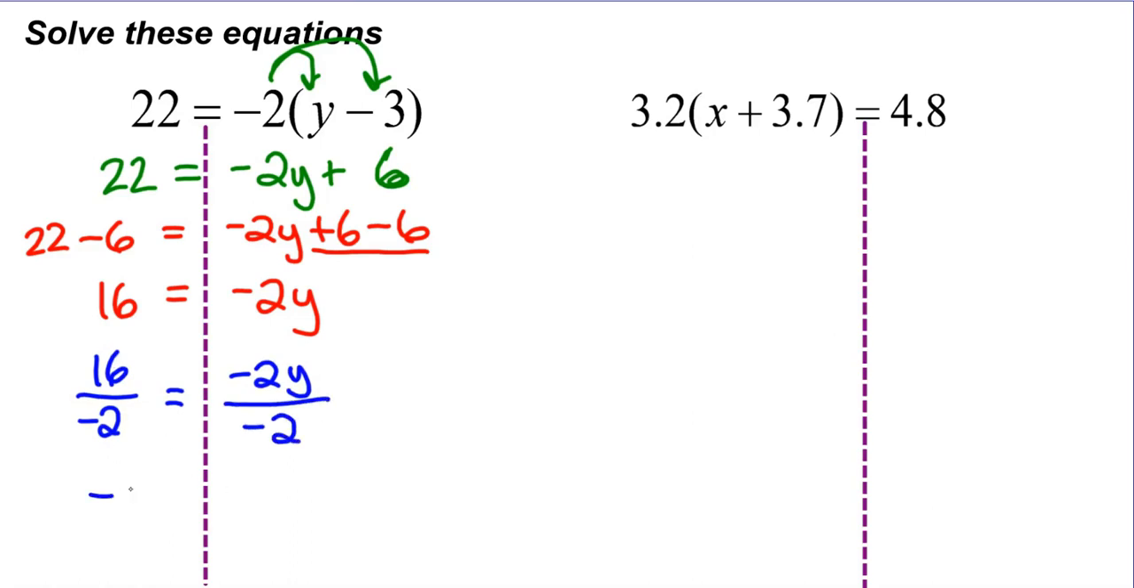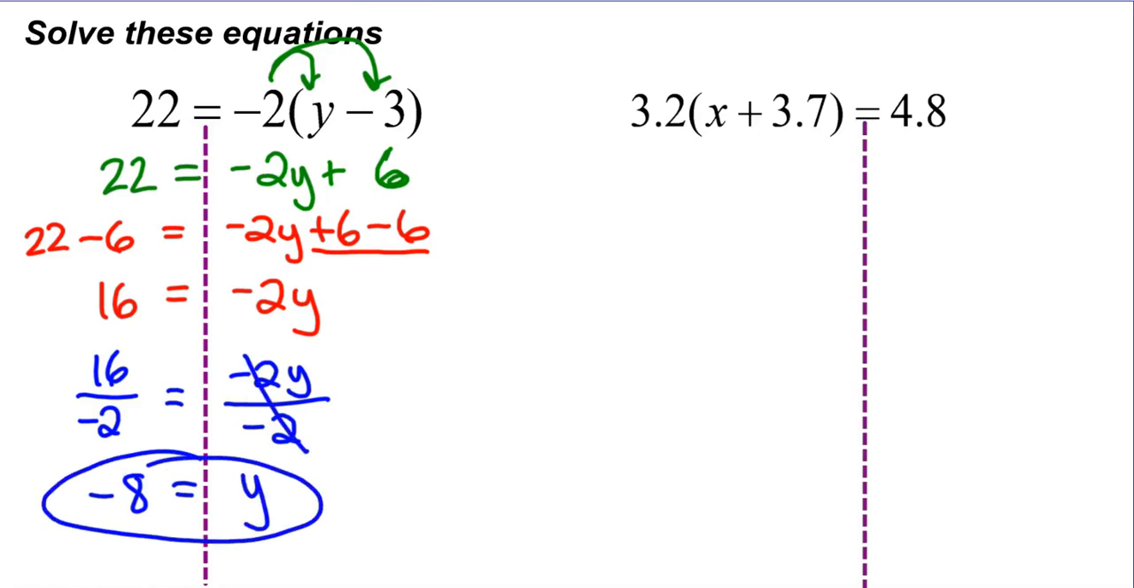And on the left-hand side, that's -8. And then these two cancel each other out, and I'm left with y. And there's my solution. -8 equals y. And then again, I can always plug that back into the original equation and check it, just like I have done with all of my equations so far. But in the interest of time, I'm not going to do that right now in this video, because we've seen it quite a bit.